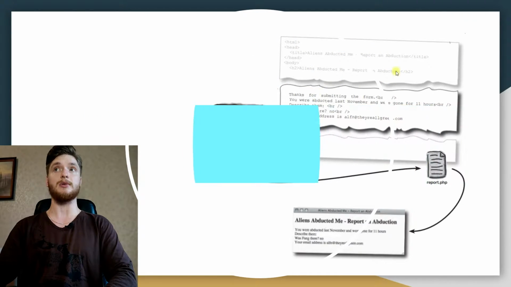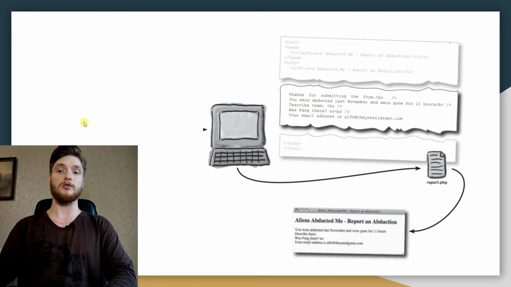Static means it doesn't change. Dynamic means it changes every time someone submits the form. The HTML code is created on the fly by the PHP script, which allows it to do cool things like blend in form data that was just entered. And the result of the PHP script is a pure HTML web page that was dynamically generated on the server.